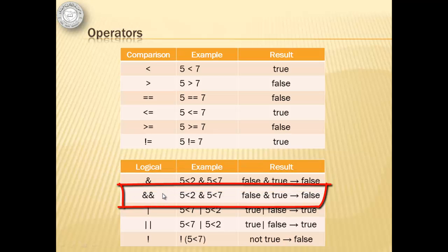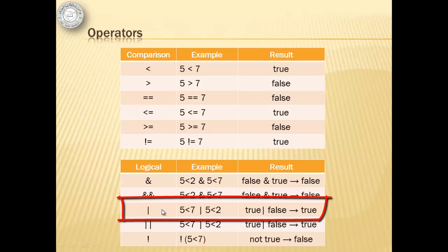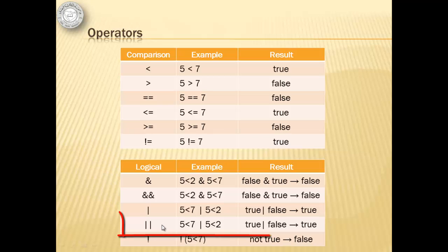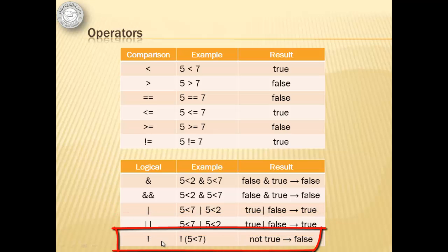The double ampersand, which is read as "and also", will skip checking the second expression if the first expression is already false, and therefore returns the result of false. The single pipe returns true if at least one expression is true. The double pipe, which is read as "or else", will skip checking the second expression if the first expression is already true, and therefore returns the result of true. The exclamation point, not, returns the opposite of the result.